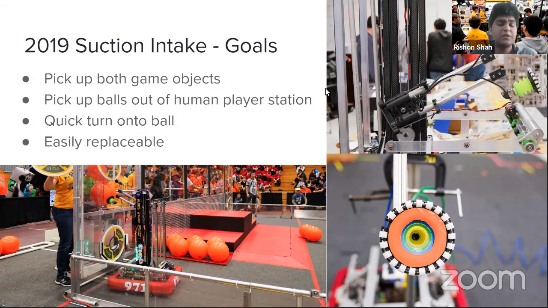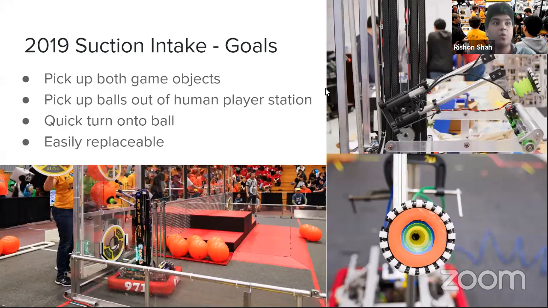And basically we're going to be going over the goals that we had when we were entering the prototyping process for this intake. So one of our first goals was to be able to pick up both game objects with the same intake. And another one of our really early on goals was to pick up balls straight out of the human player station.